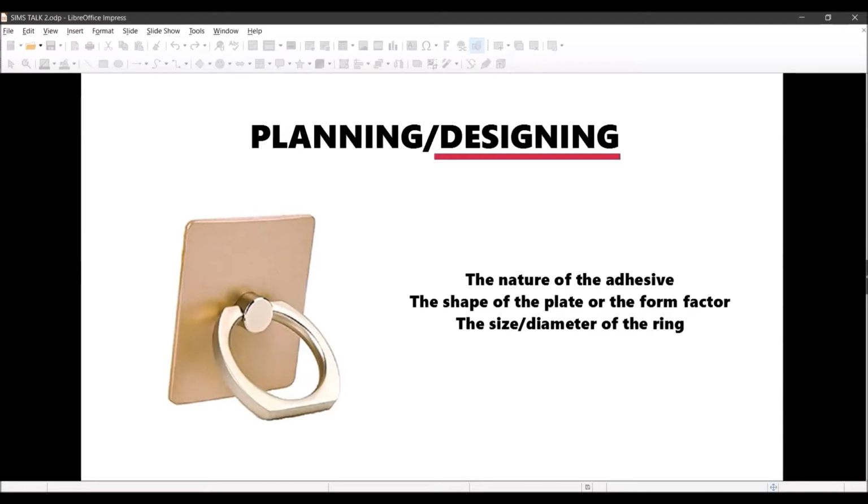A lot of design thinking has to go in. And then some simple things like what should be the diameter of this ring, what should be the surface area of the plate, and so on and so forth. These are technical engineering related aspects. And once you research all of them, it is possible for you to prototype that.